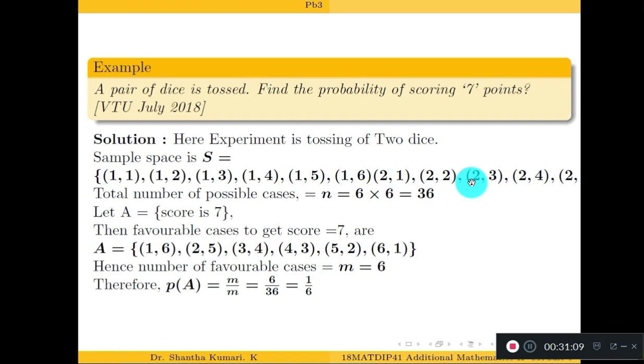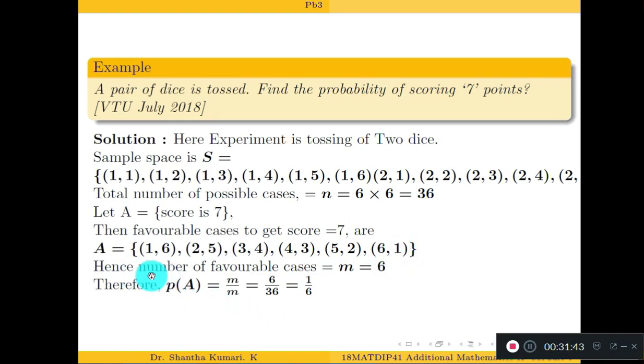Out of these, how many are favorable to this event? What is your event now? Scoring 7 points. So take A equal to the score is 7. What is meant by score here? Score means sum. So when you find the sum equal to 7, which of the outcomes? List them. 1, 6 is there. 2, 5 is there. 3, 4 is there. 4, 3, 5, 2, 6, 1. Count them totally. There are 7 cases. Correct? No. 1, 2, 3. Okay, 6 cases. So totally there are 6 cases.